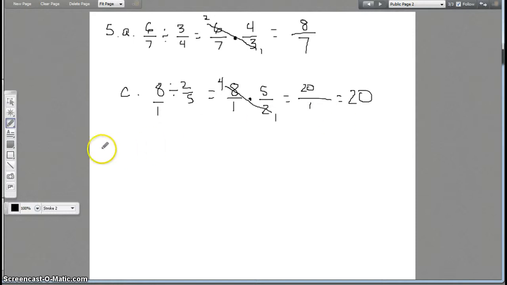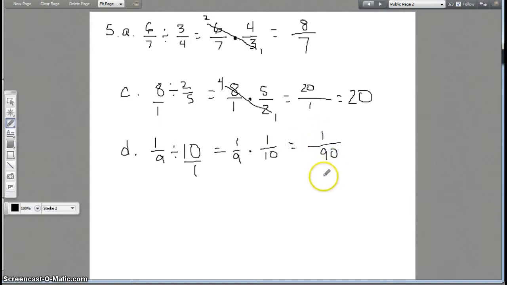Now let's look at part D. Part D, we have 1/9 divided by 10. We copy our first fraction, change our divided to a times. Our second fraction is a 10. That's a fraction over 1. So we can write that as 1/10 when we flip it over. Multiply across the top, we get 1. Multiply across the bottom, we get 90. So our answer is 1/90.